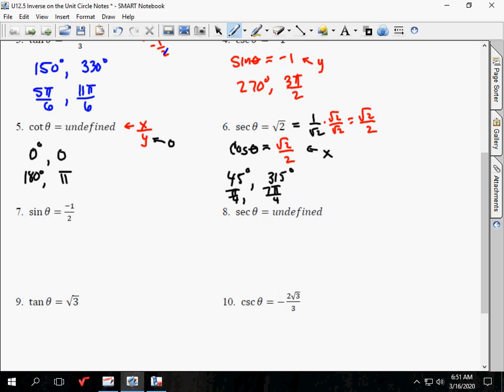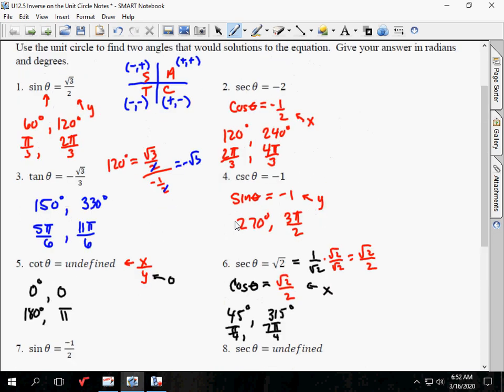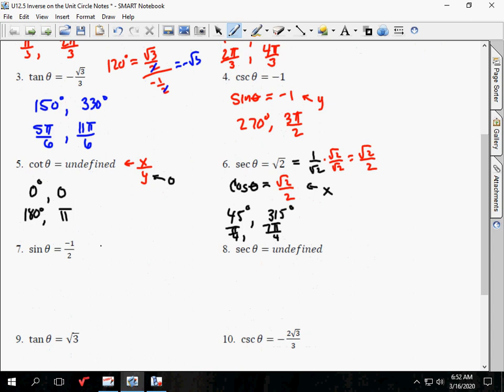All right, so number 7, sine is -1/2. Sine is negative in 2 quadrants, quadrants 3 and 4. And again, sine is our y coordinate. So we'll go down to quadrant 3, find out when is the y coordinate -1/2. It happens at 210 degrees, which is 7 pi over 6. And then it happens again in quadrant 4, the other pi over 6, which would be 11 pi over 6, and its degree is 330.